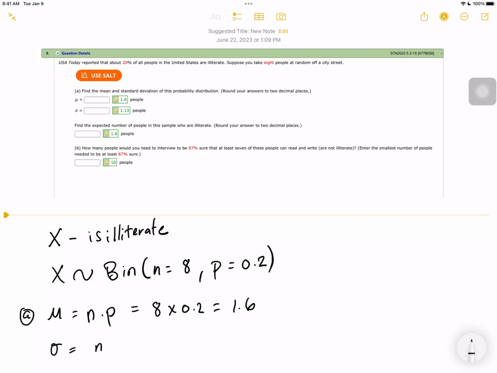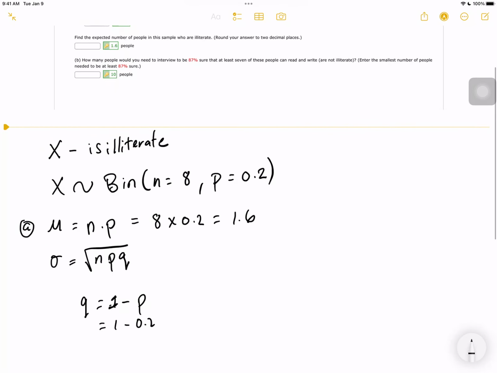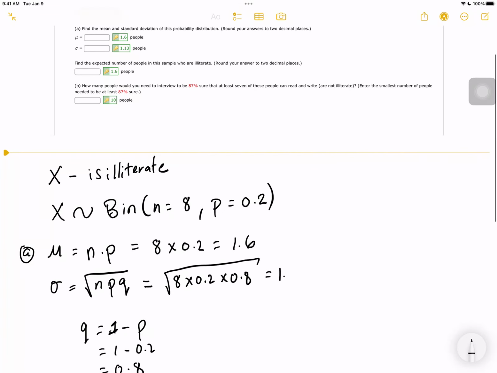And then find the standard deviation. The standard deviation is the square root of NPQ, and just a reminder that Q is equal to 1 minus P. So in this example, Q is going to be 80% since P is 20%. 1 minus 0.2 is 0.8. Therefore, the standard deviation is 8 multiplied by 0.2 multiplied by 0.8, and then you take the square root of this whole thing, and that will give you the answer of 1.13.